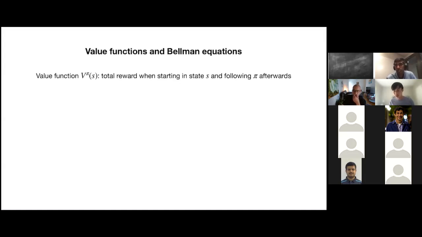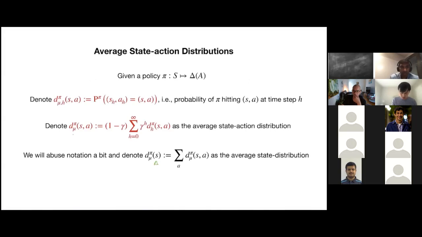I saw a question. So good. Mu is the initial state distribution. So in other words, d pi mu 0 SA will just be mu S, right? Because this is at the first time step times your policy pi AS. Right. Definition.